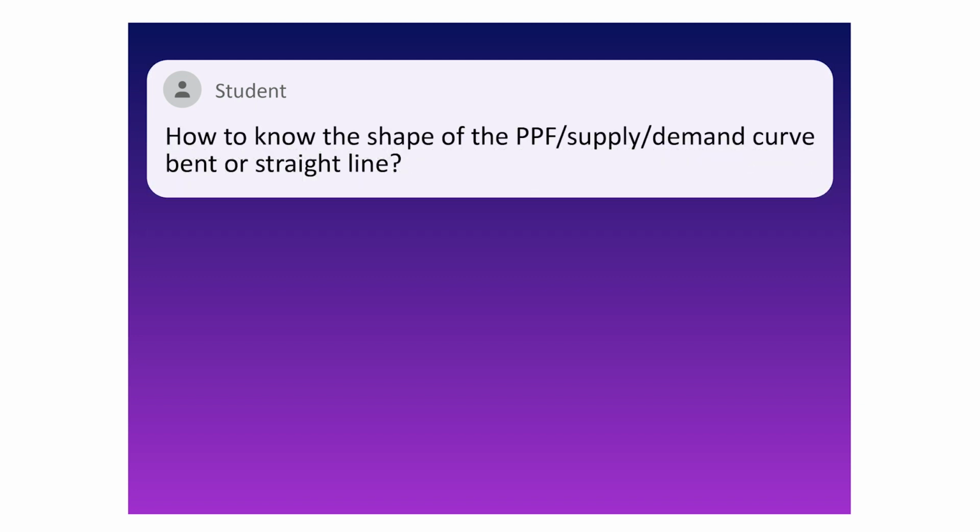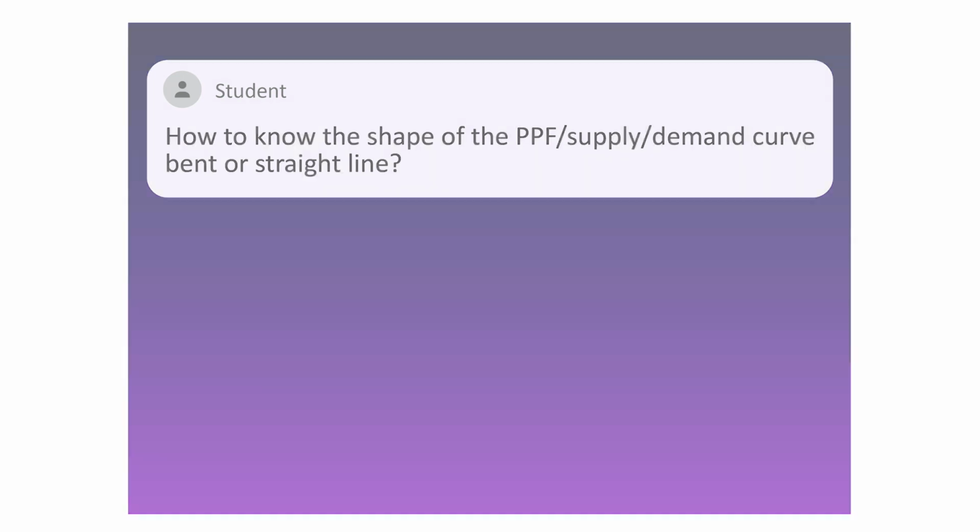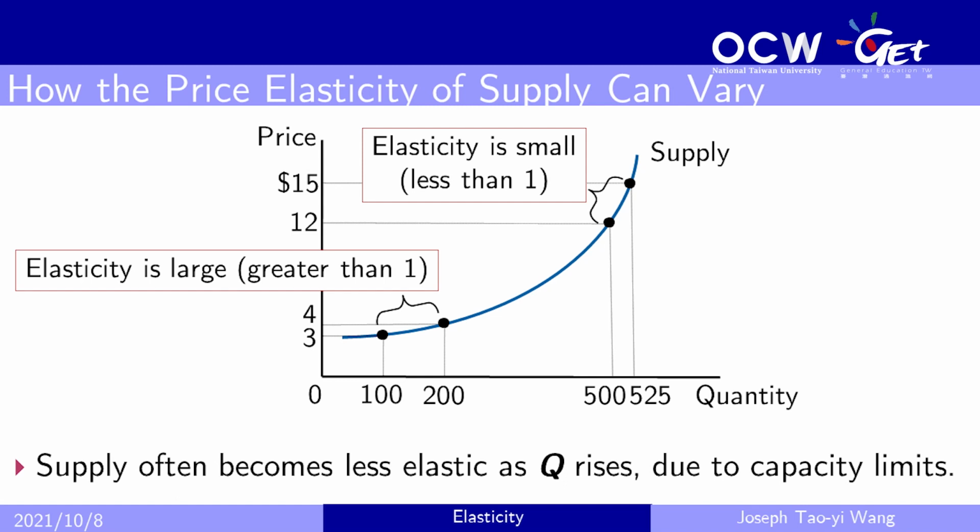How do we know the shape of the PPF or supply-demand curve, bent or a straight line? Okay, good question. I think the general answer is that it's unlikely to be a straight line in reality. But for illustrative purposes, you draw a straight line to keep it simple. Usually it's not a straight line. Let's go back to that slide to see this.